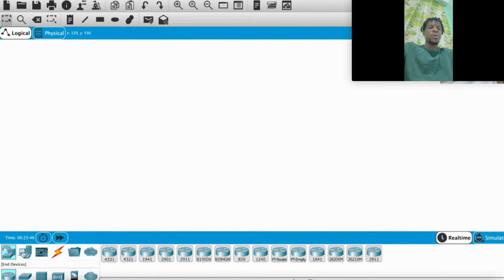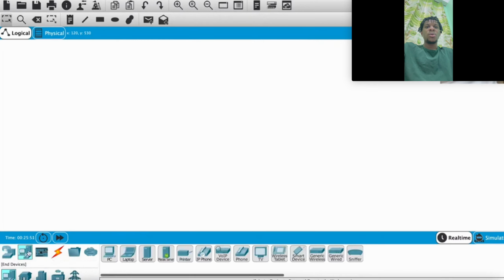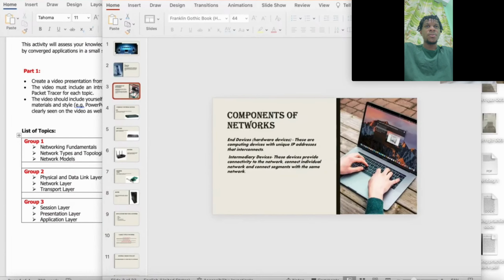We move to the Cisco Packet Tracer. End devices: PC, laptop, server, printer, IP phone, VoIP device. Then here's the server. The PC, the end device. We move back.